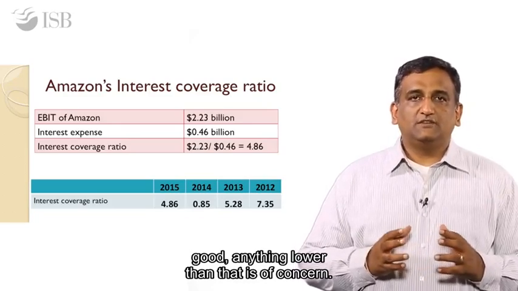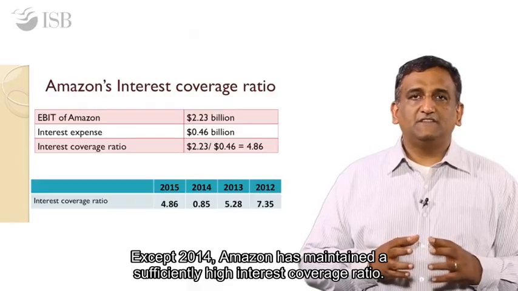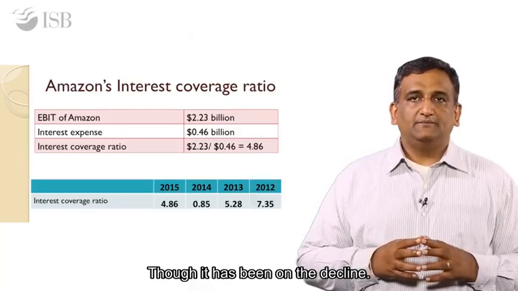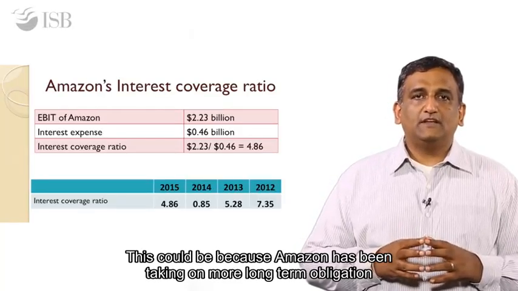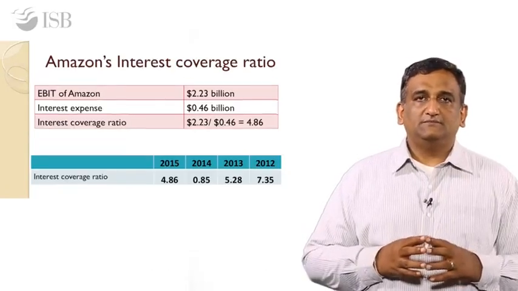Anything lower than that is of concern. Except 2014, Amazon has maintained a sufficiently high interest coverage ratio, though it has been on the decline. This could be because Amazon has been taking on more long-term obligations, which we discussed earlier.